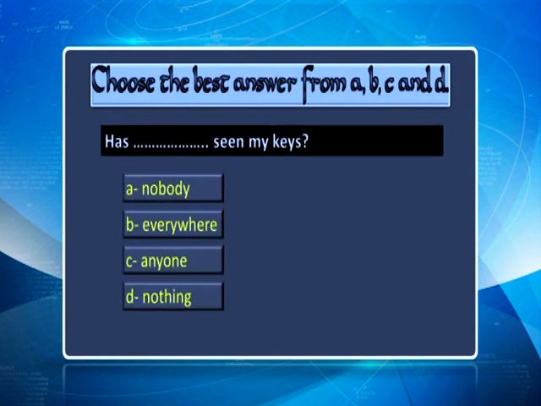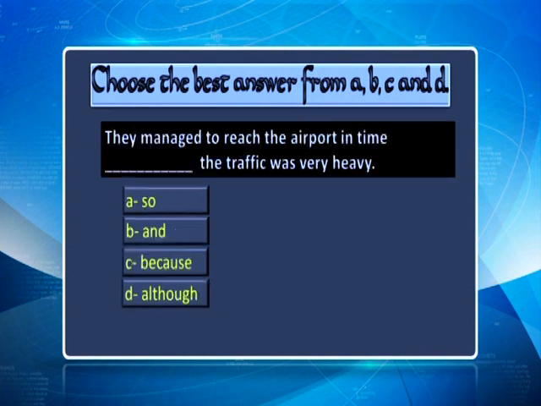Excellent. Next one, has blank seen my keys? Do we say has nobody, or has everywhere, or has anyone, or has nothing? I'm talking about people. I'm asking if anyone has seen my keys. So your answer must be has anyone. Excellent. Next one. They managed to reach the airport in time, blank. The traffic was very heavy.